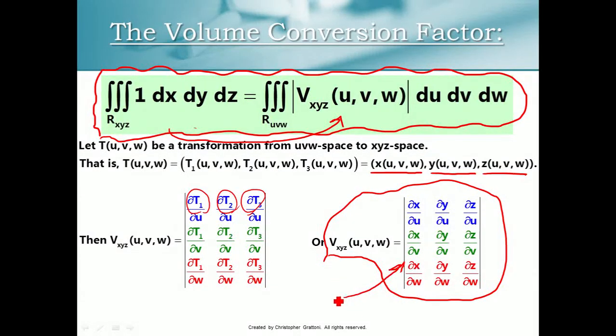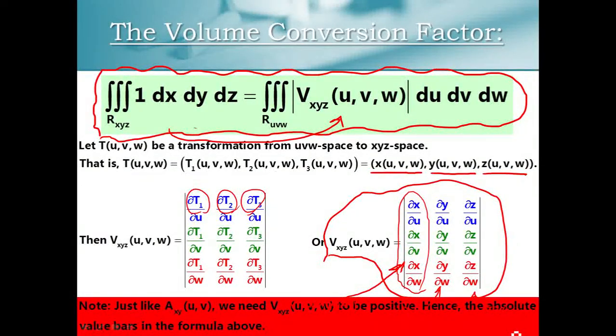In this, our first column that you see inside of this 3 by 3 determinant is the gradient of x as a function of u, v, w. Same thing here. You've got the gradient of y as a function of u, v, w, and the gradient of z as a function of u and v and w. That's a great way to remember it.